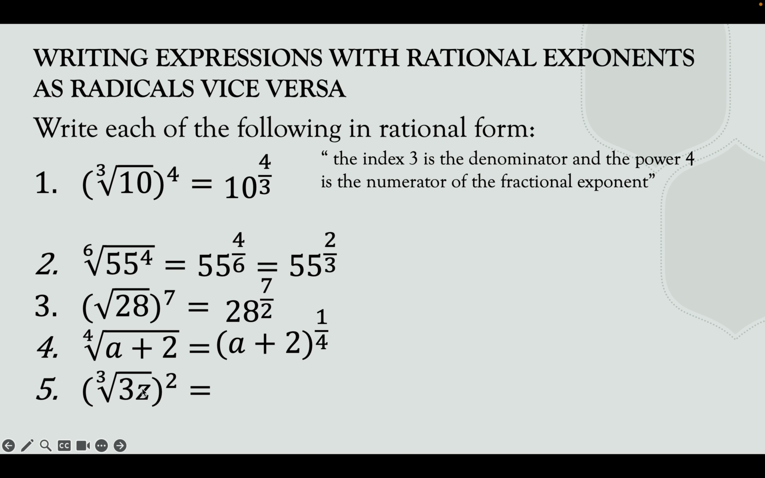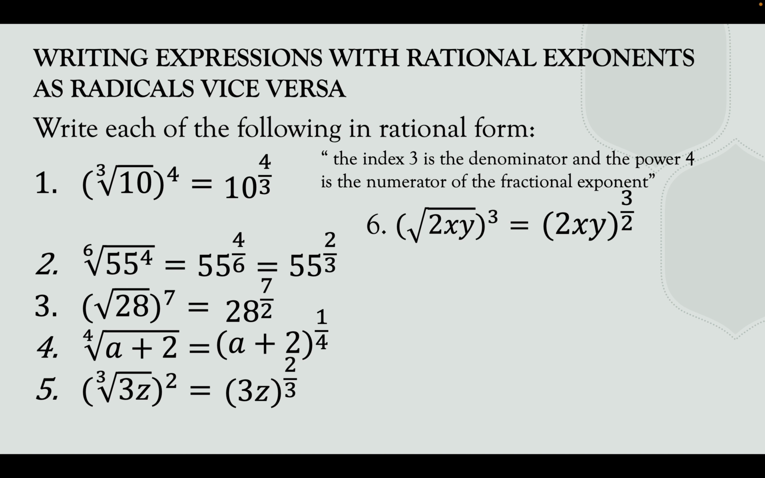Next, we have the cube root of 3z raised to 2. So we have 3z raised to 2/3. Example number 5, we have the square root of 2xy raised to 3. So we have 2xy raised to 3 over 2. The numerator is the exponent, the base is 2xy, and the index, since we already know that if there is no value in the square root, the index is 2. That's why we have 2xy raised to 3/2.